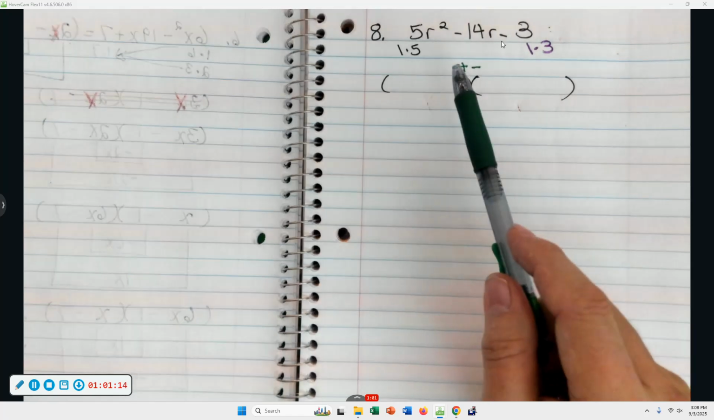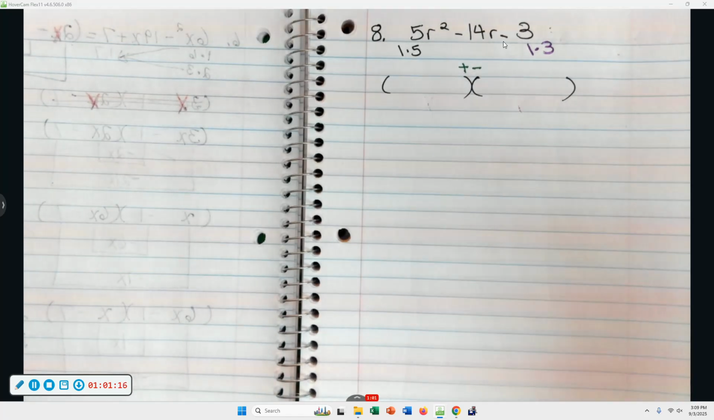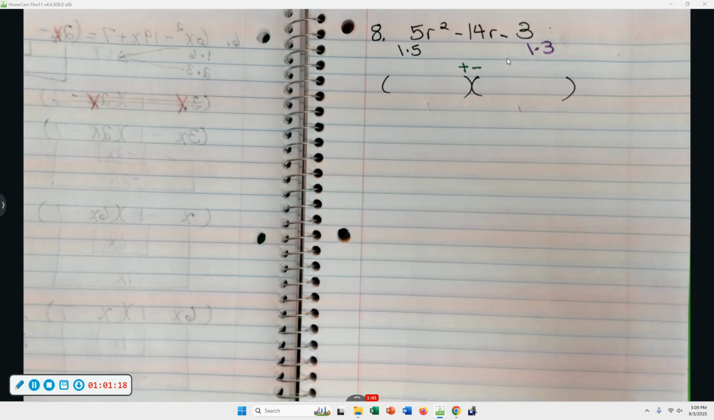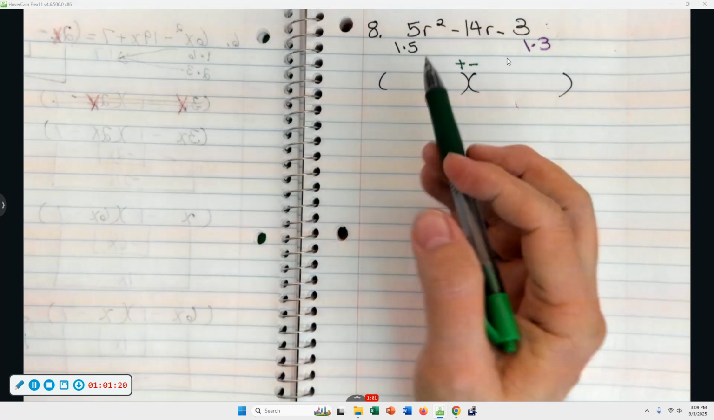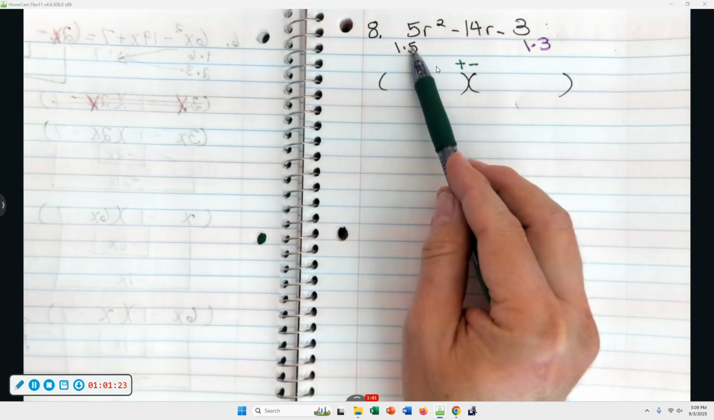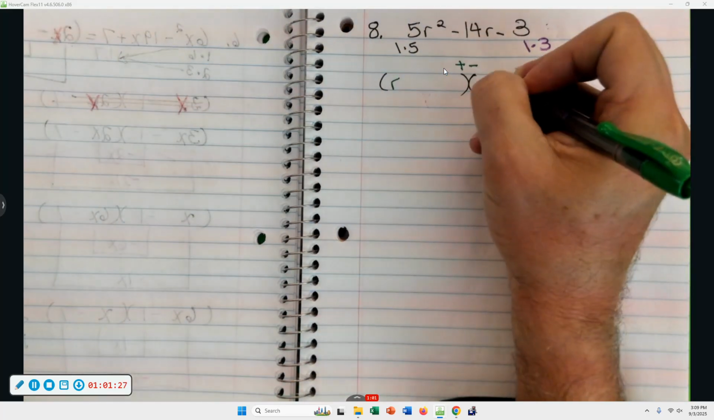Because there's none of this deciding, well, where does the plus go? Where does the minus go? It's either 2 pluses or 2 minuses. But here it's not that bad, because we have a 5r squared, 1r and 5r. That's the only possibility.